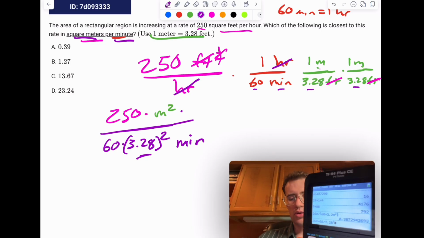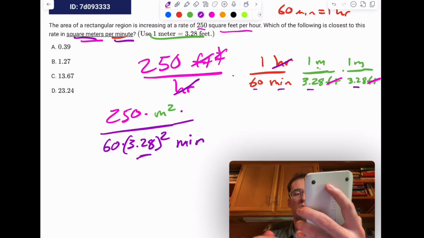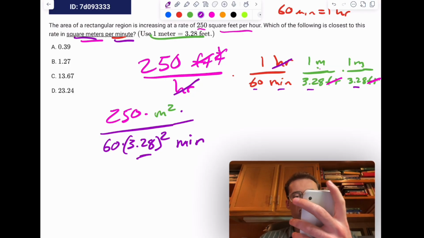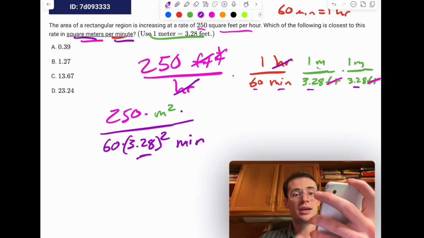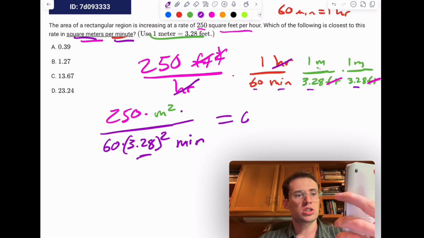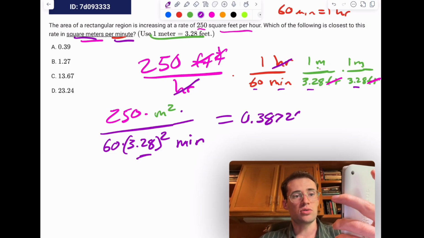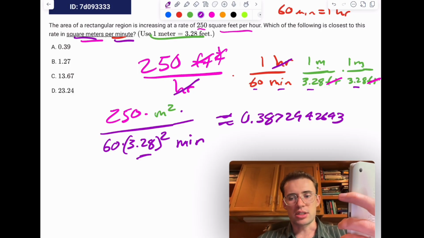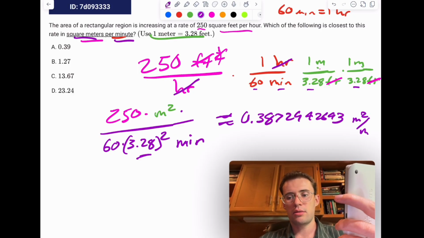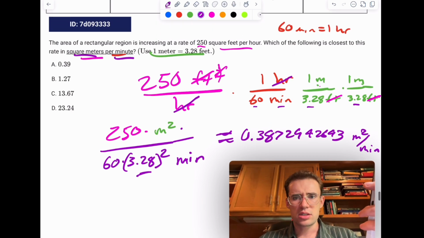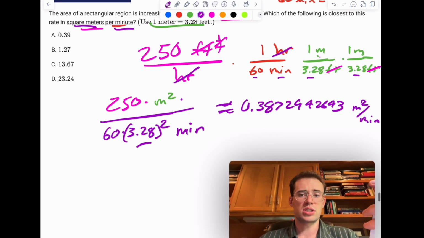But either of these ways, if you divide and then divide, or you can even do 250 divided by 60 divided by 3.28, and then divide by 3.28 again, they'll all give you the same answer, which is 0.38729422693. This is an approximation. What is that? Meters squared per minute. And did they say what it's rounded to? Which one is closest? So just closest to this.